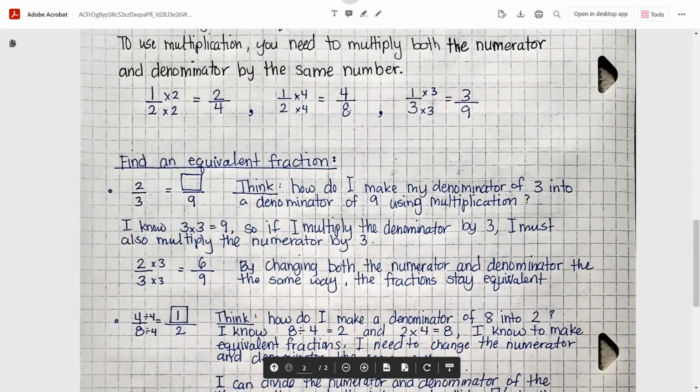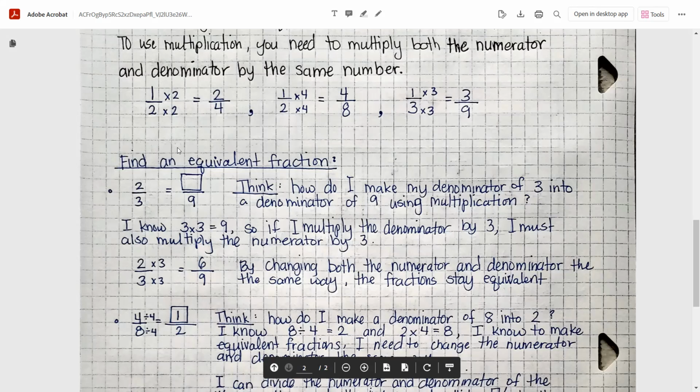1/2 times 4 will give me 4 of my 1/8 size pieces. 1/3, numerator and denominator times 3, will give me 3/9. So that would be 3 of my 1/9 size pieces. These are equivalent because they're being changed the same exact way.